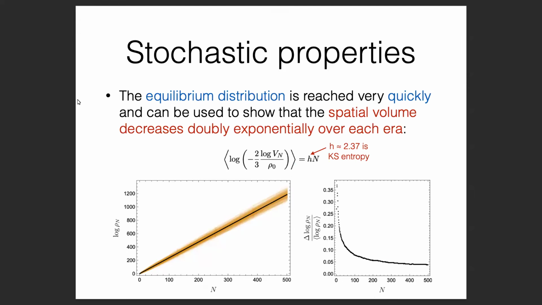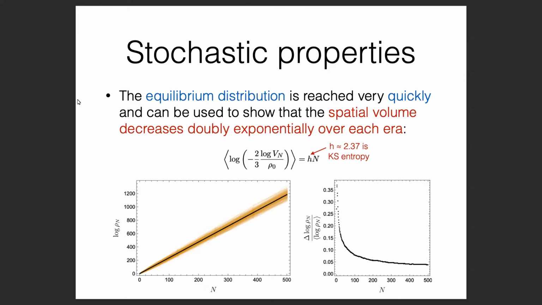So, for example, this equilibrium distribution is reached very quickly. There's an equilibrium exponent that's like 1 essentially in reasonable units. And so using this equilibrium distribution, you can calculate a bunch of things about the late time dynamics.